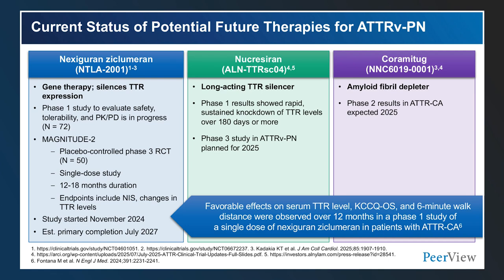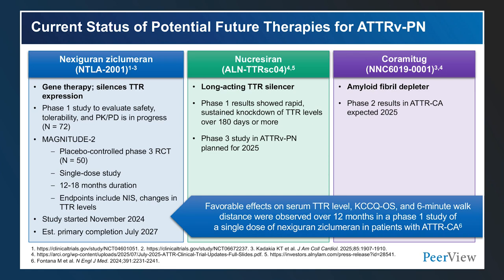Take, for example, nexiguran, which is a CRISPR-Cas9 therapy that has been shown to safely and permanently reduce the production of TTR in humans. There's already a paper published in the New England Journal of Medicine that shows how this works and proves a reduction of up to 90% of TTR production. There's also going to be a follow-up soon, showing the effect on these patients in a phase 1, open-label study.